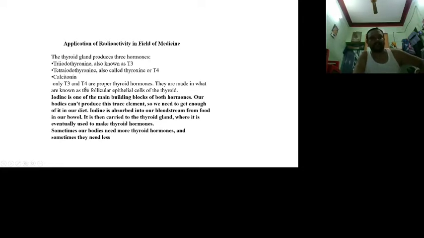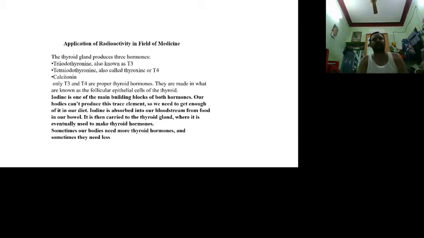Our body can't produce this trace element itself, so we have to take it in through diet only. When you take iodine through diet, it is absorbed into our bloodstream from the food, and also directly into our bowel. It is then carried to the thyroid gland, where it is eventually used to make thyroid hormones.